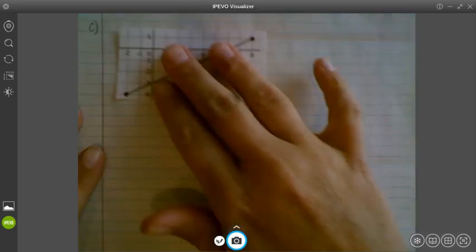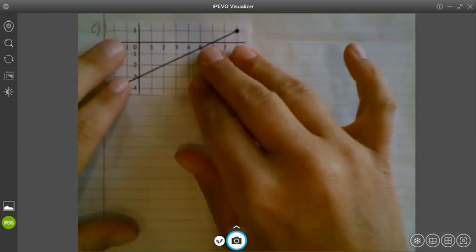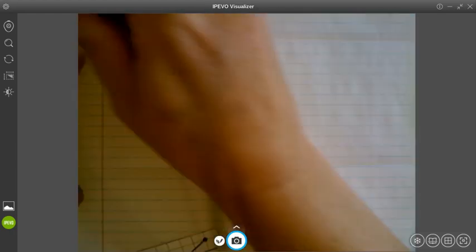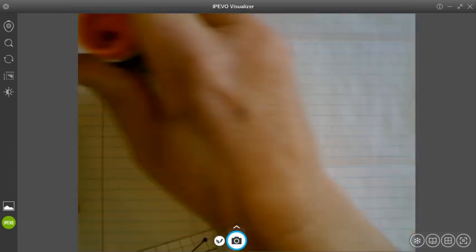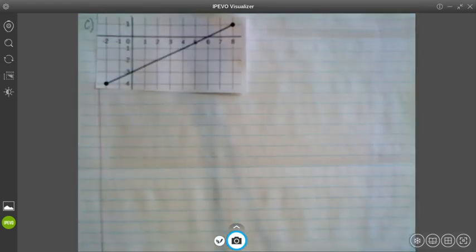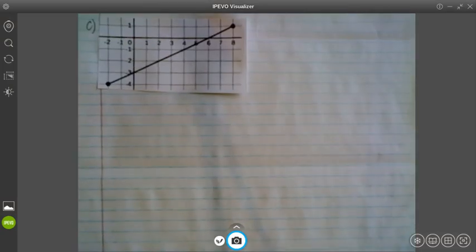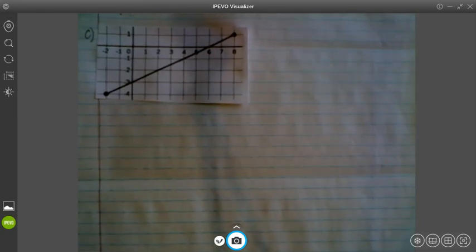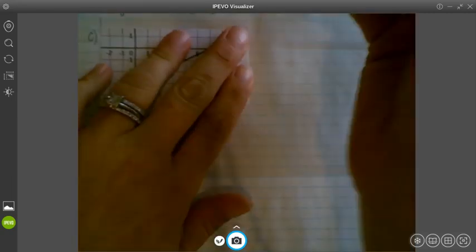So the last graph we're going to look at to determine the type of function is this graph here. So go ahead and glue that into your book. Still part of GP number 1, so still kind of following the same instructions. First thing we're going to do is create a table of values.